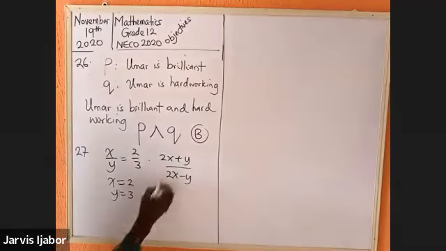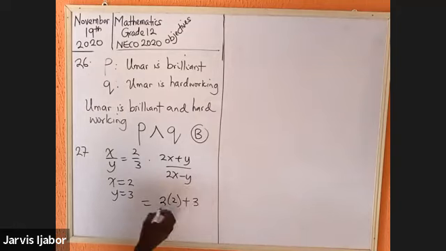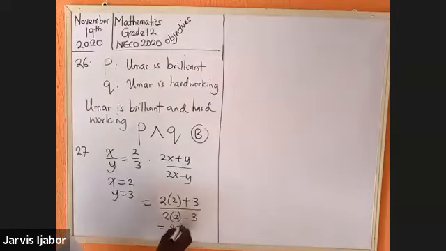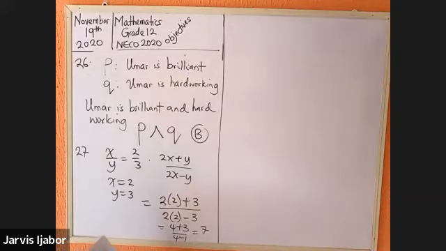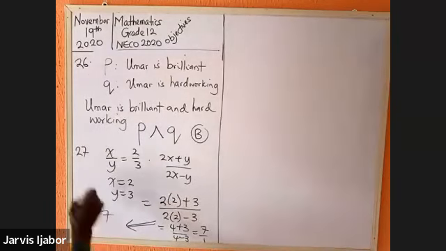So with that, you're going to have 2 into 2 plus 3 all over 2 into 2 minus 3. That will give me 4 plus 3 over 4 minus 3, sorry about that. 7 over 1, which implies that the answer is 7. So the answer will be A.